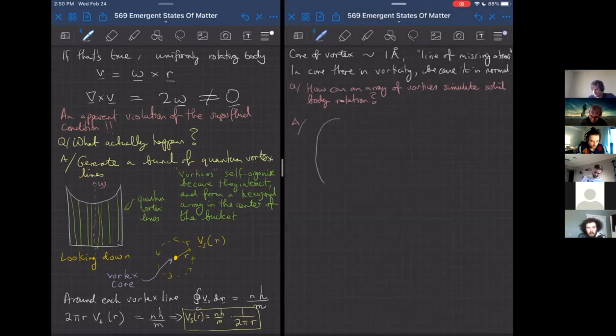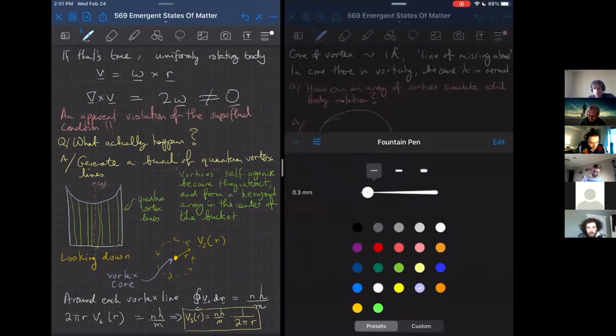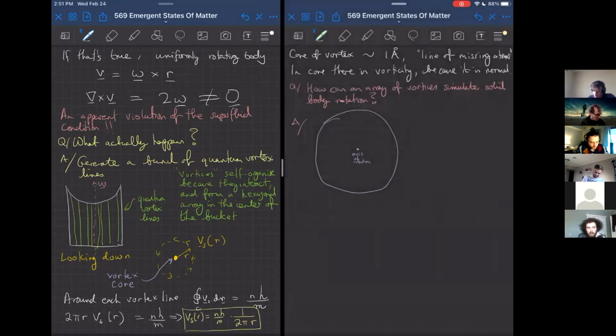So here, this is going to be the cross section of the bucket. This is the axis of rotation. Then I'm going to draw in here a bunch of quantum vortex lines. So something like this. This picture's not going to be very good. So that's 1, 2, 3, 4, 5. Oh, drat. This should really be 6, but okay, there's 5 in this case.